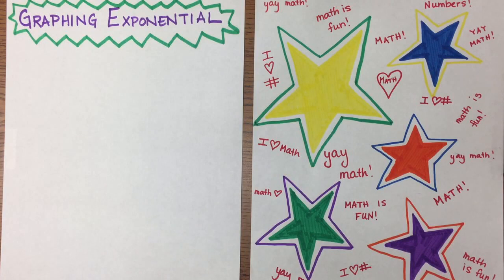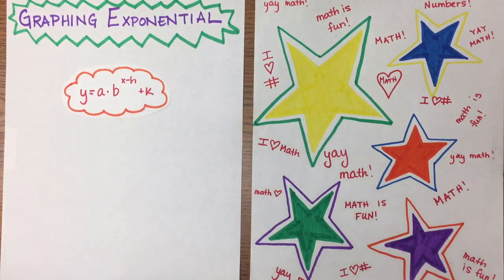Welcome back. In this video, we're going to be looking at graphing exponential equations. Exponential equations that we graph are written in the form y equals a times b to the x minus h plus k, where a, h, and k are the transformations on our function to the parent function y equals b to the x, as they have been all year.